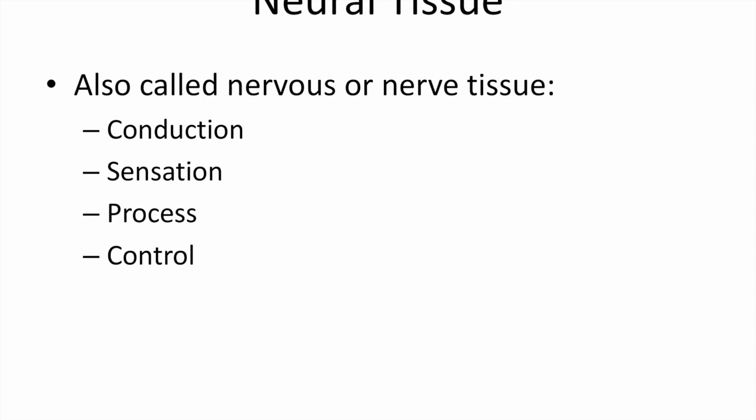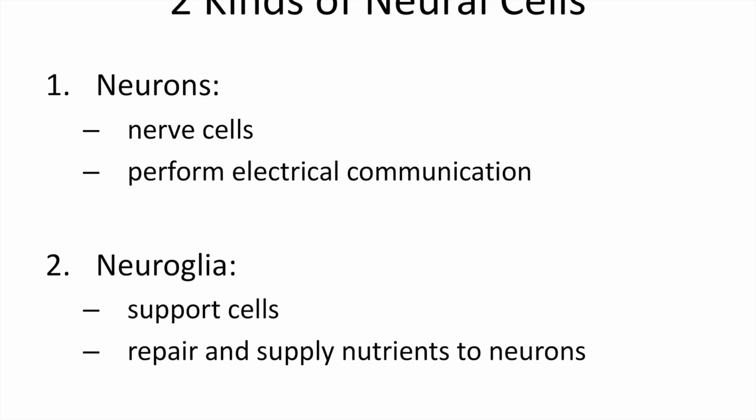Neural tissue, or nervous tissue, is responsible for several things: conducting electrical signals, sensation, so measuring the external environment, processing things, and controlling systems. And there are 2 types of cells found in neural tissue. There are neurons, which are ones that perform electrical communication, and then there are neuroglia, or glial cells. These are our support cells, and they do a whole host of functions, which we'll talk more about when we get into the nervous system later on.